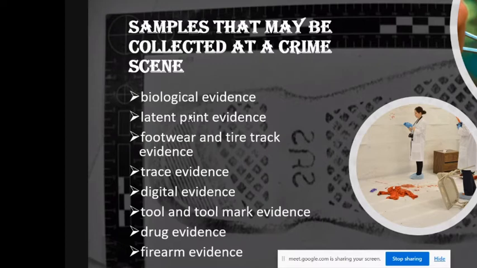In case of digital evidence, examples are cell phone records, internet logs, email messages, or any kind of text messages or something related to these sorts of issues. Then we see tools and tool mark evidence, drug evidence, firearm evidence. Evidence collected is very important for the crime, to present it in the court of law.